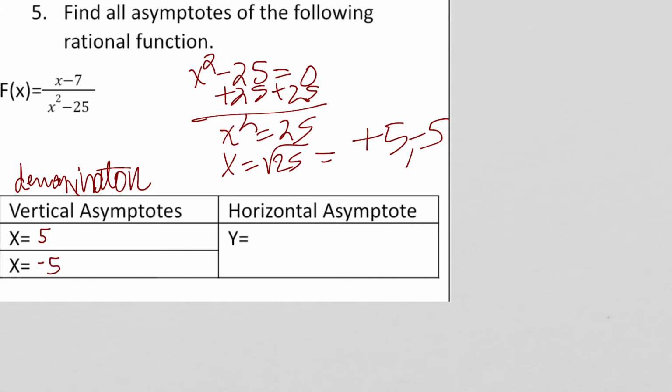For horizontal asymptotes, you are looking at the degree of the numerator and denominator. So those are those cases that we had written down. The degree of the top is 1. The degree of the bottom is 2. So if the bottom is bigger, that's the easy one. That's y equals 0.